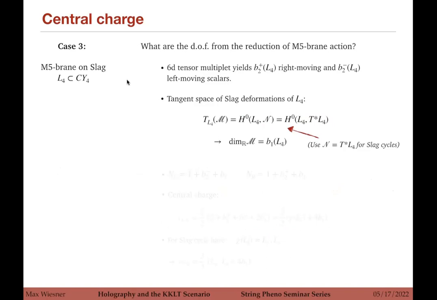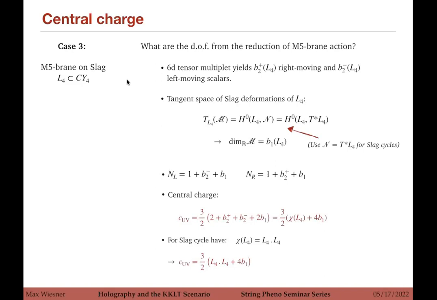So what are now the degrees of freedom for our case, where we have an M5 brane on a Cayley 4-cycle? First, just by reduction of the M5 brane action, we get b2 plus right moving and b2 minus left moving scalars. In addition to, of course, the scalars coming from the tangent space of L4, from the moduli space of deformations of L4 as a Cayley cycle, which, due to the property that the normal bundle of a Cayley cycle is equal to the cotangent bundle, tells us that the dimension of this moduli space is just b1 of this L4, the first Betti number, which tells us that we have b1 left and right moving scalars coming from the deformations.